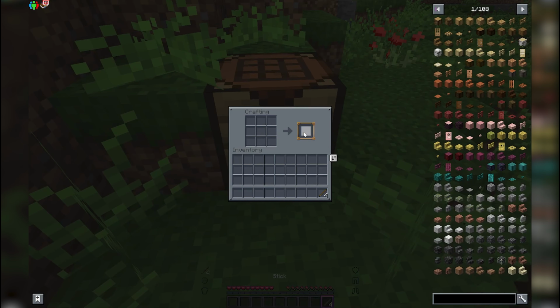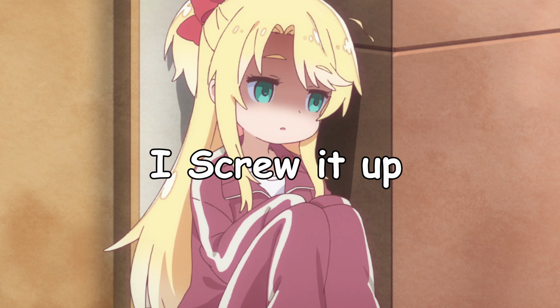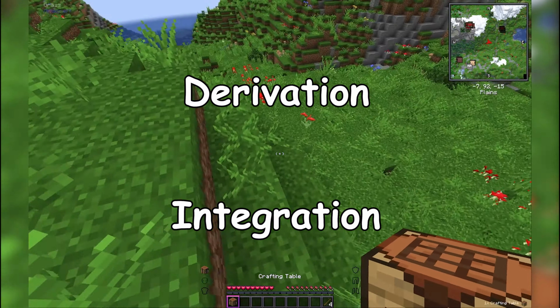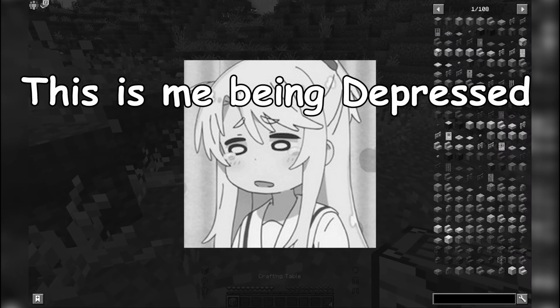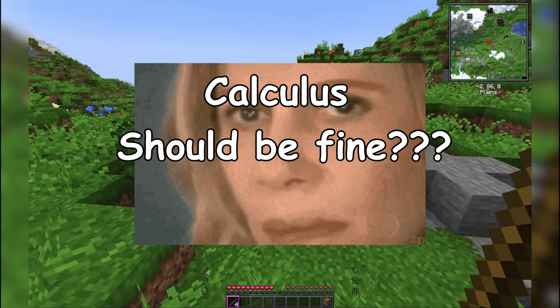On to the first subject, Analysis 2. So I screwed over this one. The subject is mainly about derivation and integration. For some reason I couldn't wrap my head around the concept that well, which resulted in this mishap. But as long as you know calculus, you should be fine.